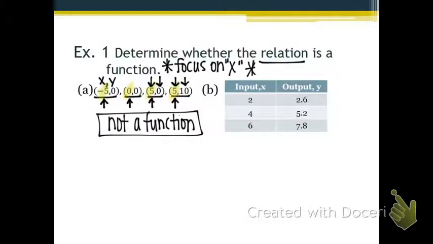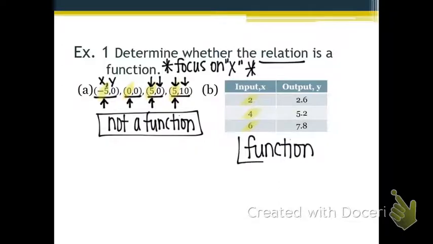What are the X values on your chart? Highlight them. Circle them. Make them stand out. 2, 4, and 6. Are every single one of those different? Then do we have a function? Yes. We don't have to do anything else.